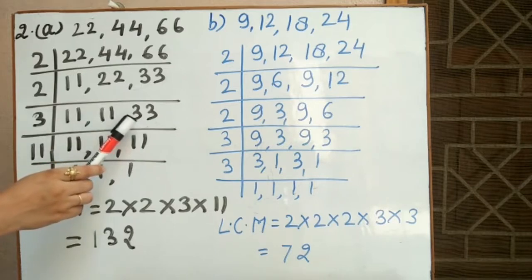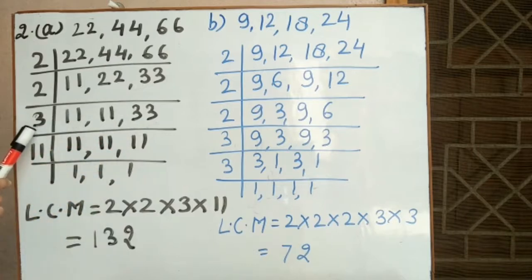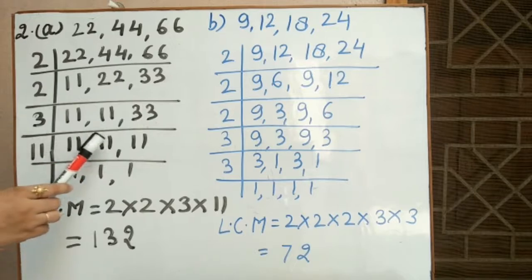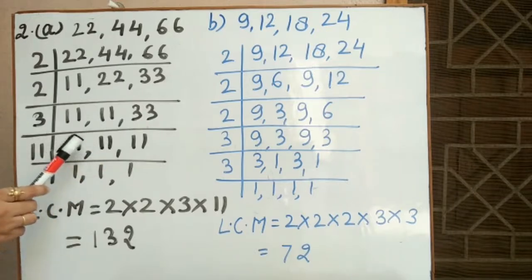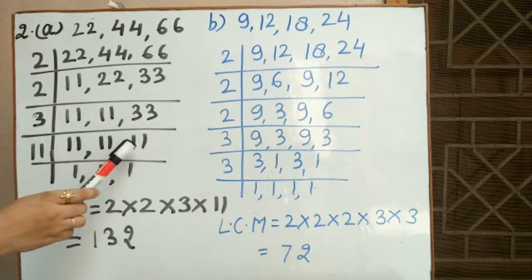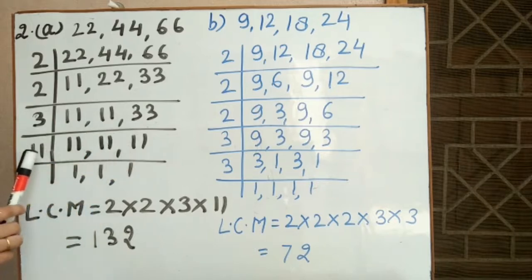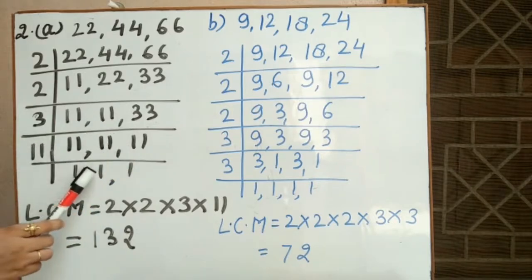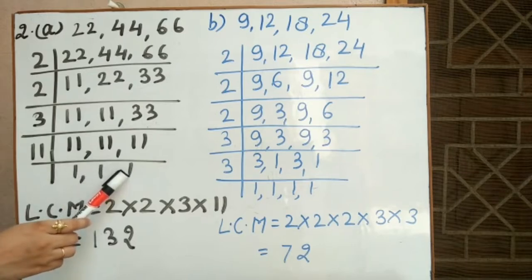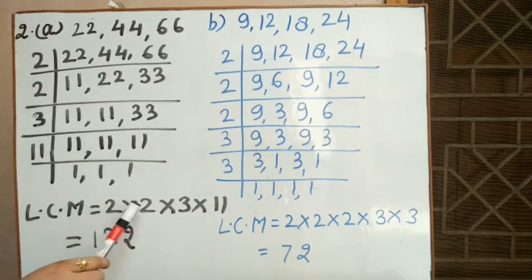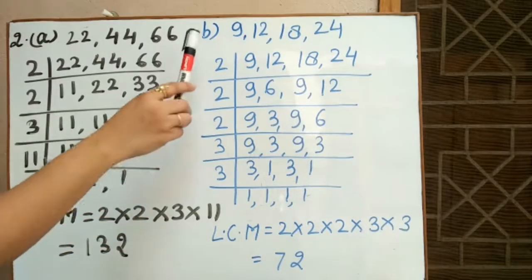33 is the number which can be divided by 3 and 11. So, we will write here 3, because out of 3 and 11, 3 is the smallest prime number. We will write 11 as it is because 11 cannot be divided by 3. Now 33 can be divided by 3. 3 ones are 3, and 3 ones are 3. 11, 11 ones are 11. LCM is equal to 2 into 2 into 3 into 11 is equal to 132. It is your answer. The next is B.